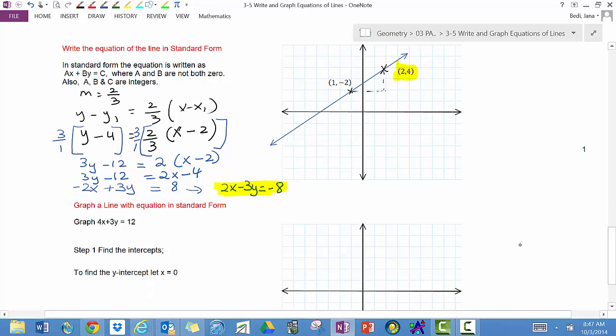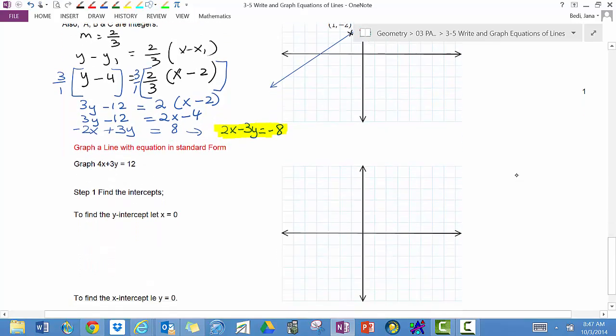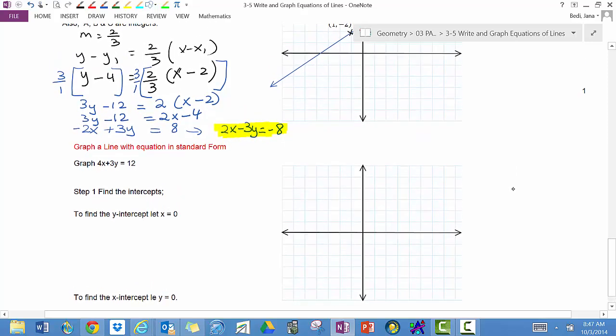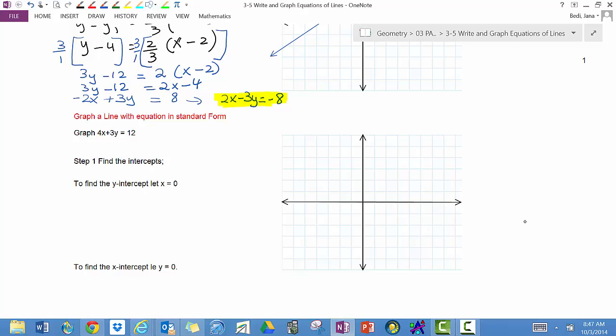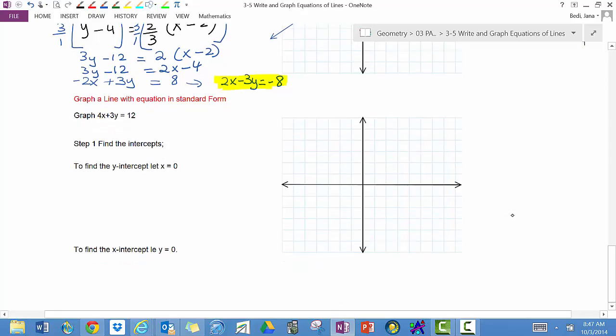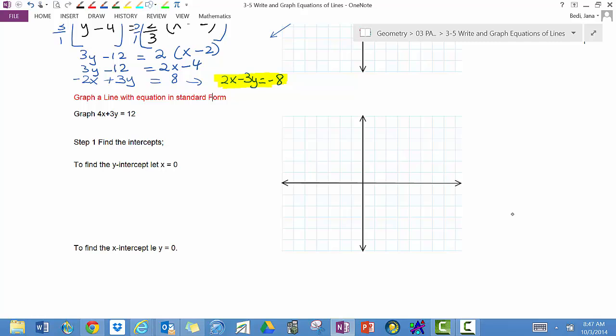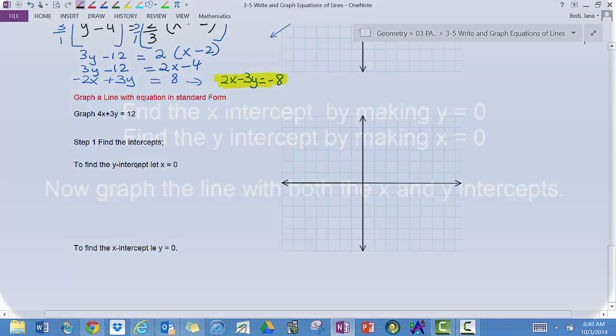Next, what we want to do is, you are given an equation in standard form, and you're going to graph it. The easiest way to do this is to find the x and the y intercepts. So to find the y intercept, let x equal 0.